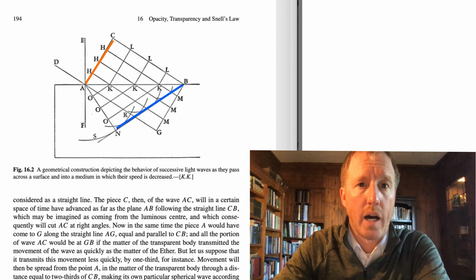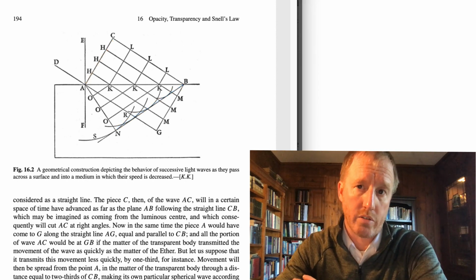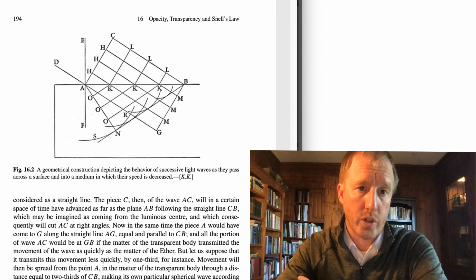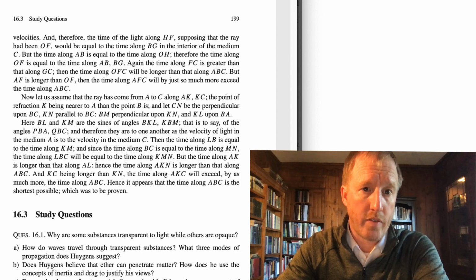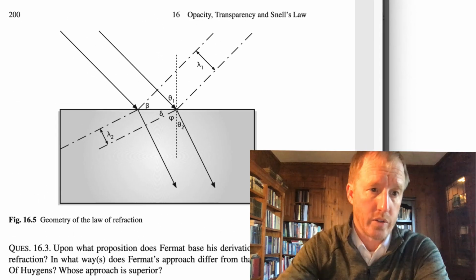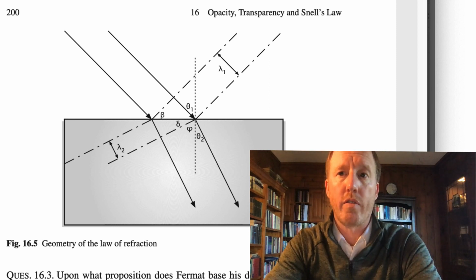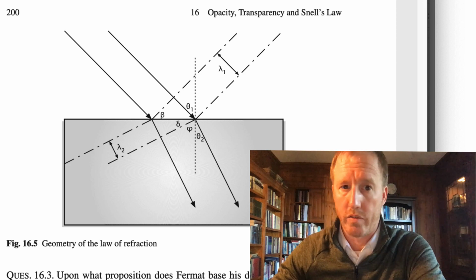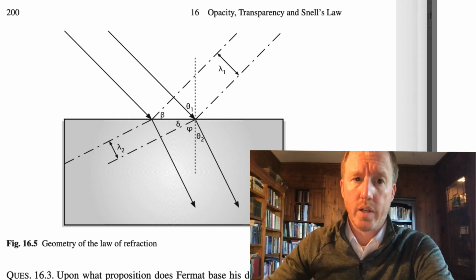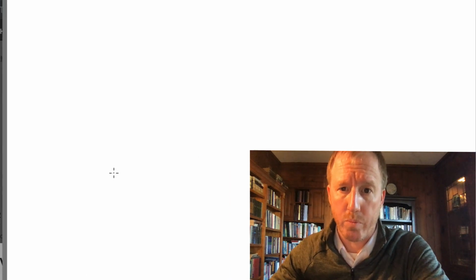Okay, so we could go through this geometrical proof that he does, but what I'd like to do is approach it in a slightly different way. This is also going to be a geometrical proof, but if you go on to the figure on page 200, figure 16.5, I want to walk you through a way of deriving Snell's law from the wave theory of light. So I'm going to make a sketch of this image and walk you through this problem.